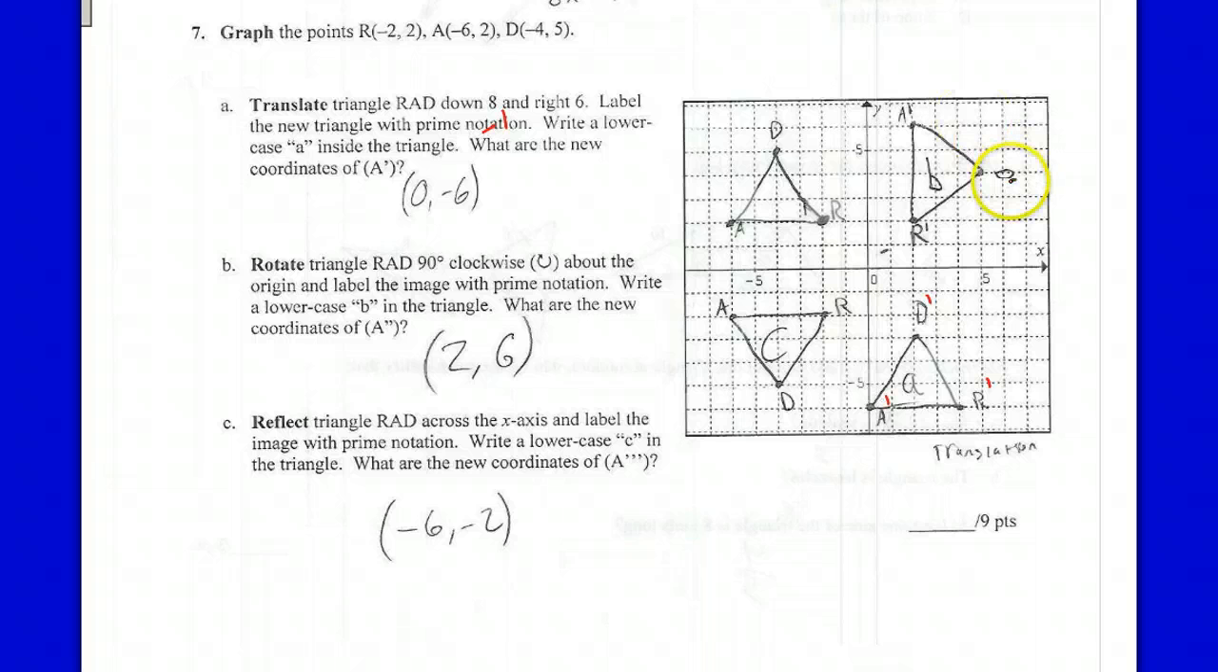Rotating 90 degrees. Now you did try to do the primes here, which is great, but these needed to be double prime. Okay, I even told you here what are the coordinates of A double prime, but again, you've given me the correct coordinates, so we're just getting 1 for prime notation. And then you reflect it across the x-axis, and these should be my triple primes. All right, but again, A is at negative 6, negative 2, so you really did do a great job transforming. We just need to remember that prime notation. So we did earn 6 out of 9 points for number 7.